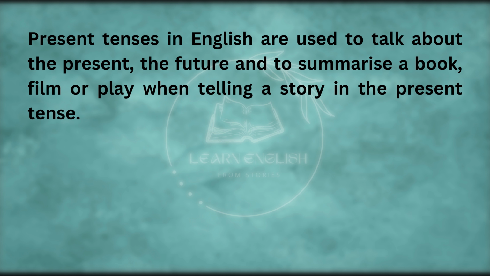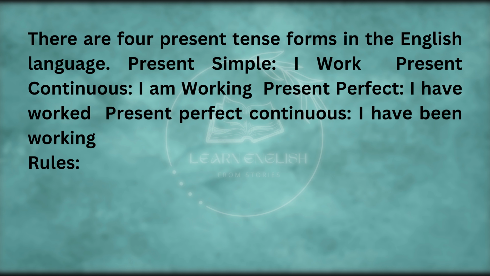Present tenses in English are used to talk about the present, the future, and to summarize a book, film, or play when telling a story in the present tense. There are 4 present tense forms in the English language. Present simple: I work. Present continuous: I am working. Present perfect: I have worked. Present perfect continuous: I have been working.